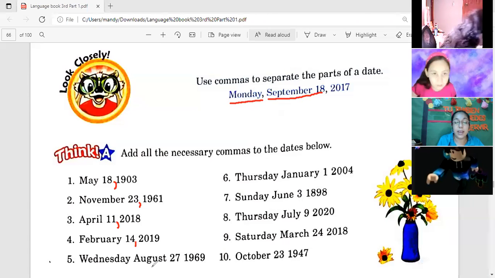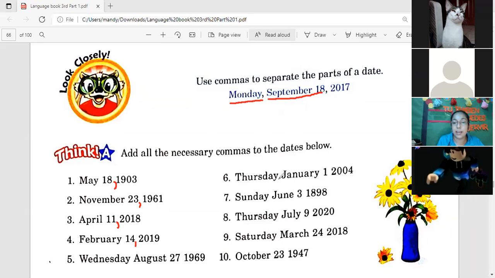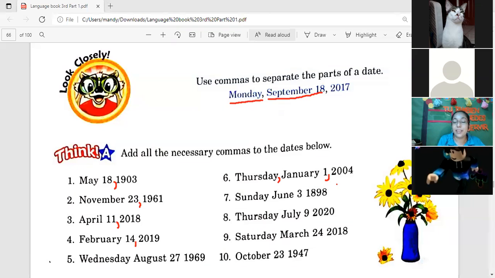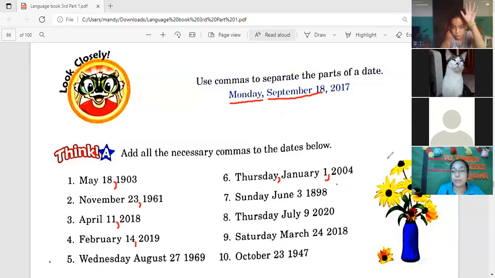Alejandro Mendoza, number five. Hi, Miss. Thursday, January, comma, 1. Did you see the example here that is underlined in red? First one, we have a day. Thursday, comma, January 1st, comma, 2004. Okay, thank you, Alejandro, excellent.